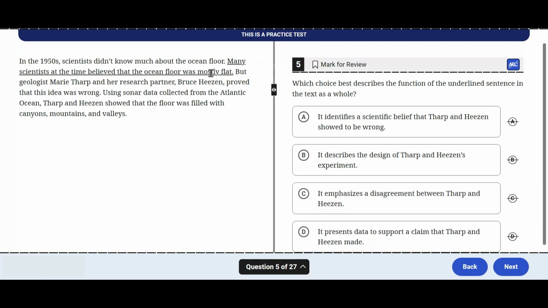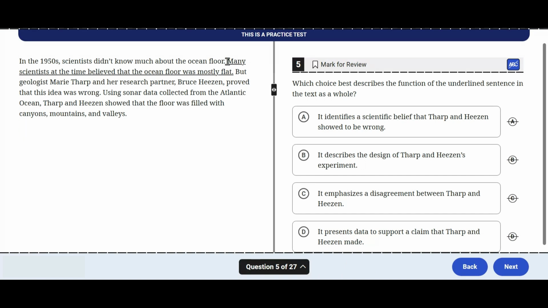Let's read the passage. In the 1950s, scientists didn't know much about the ocean floor. Many scientists at the time believed that the ocean floor was mostly flat, but geologist Marie Tharp and her research partner Bruce Heisen proved that this idea was wrong. Using sonar data collected from the Atlantic Ocean, Tharp and Heisen showed that the floor was filled with canyons, mountains, and valleys. Okay, so what is the function of that underlined sentence?